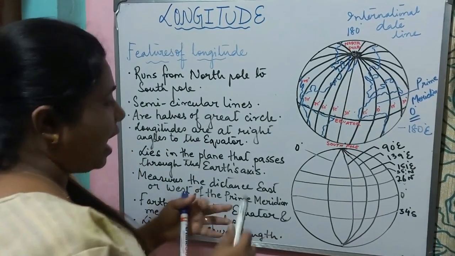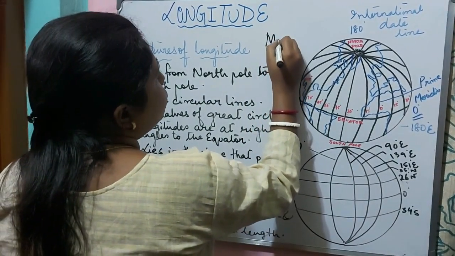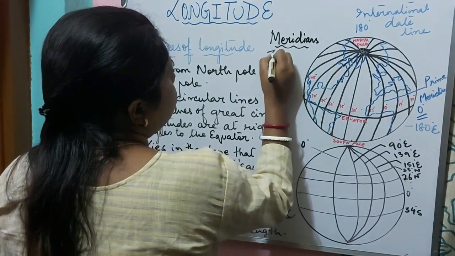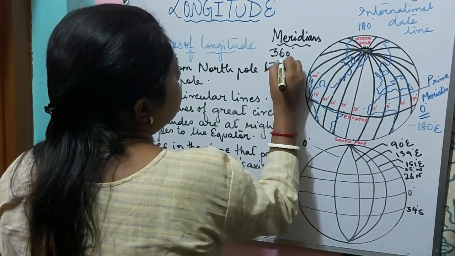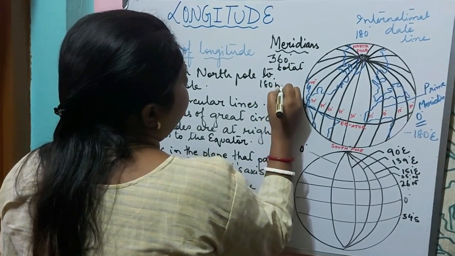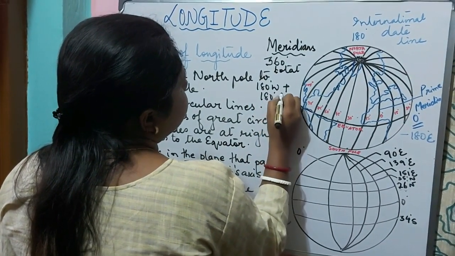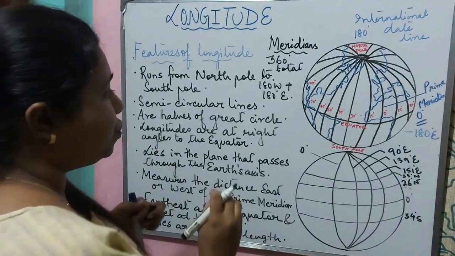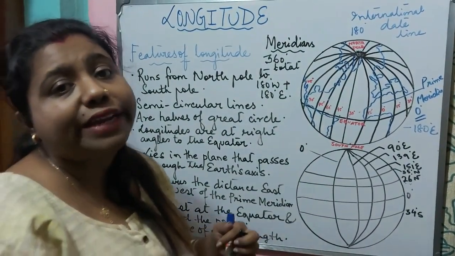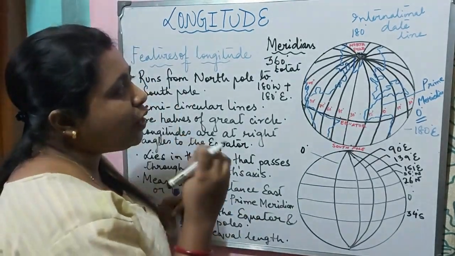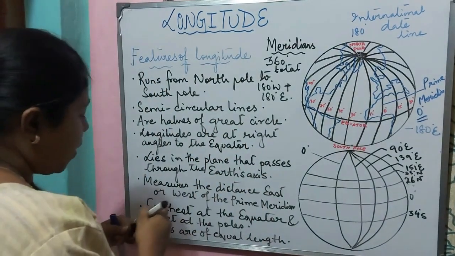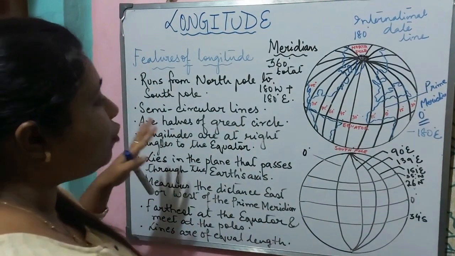Longitudes are also referred to as meridians. So I told you, how many are there in total? 360 in total. 180 in the west plus 180 in the east. Longitude is not only necessary to locate a place but also to calculate the time of any place. So if we need to calculate the time of any place, we need longitude. I hope all of you understood the features of longitude.